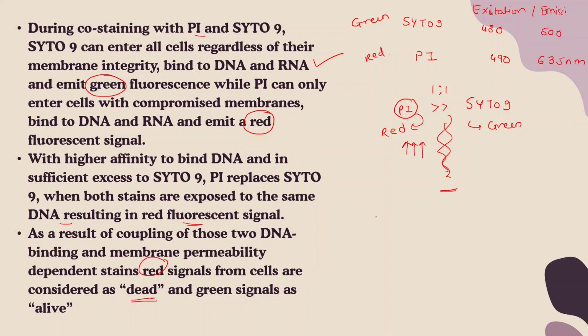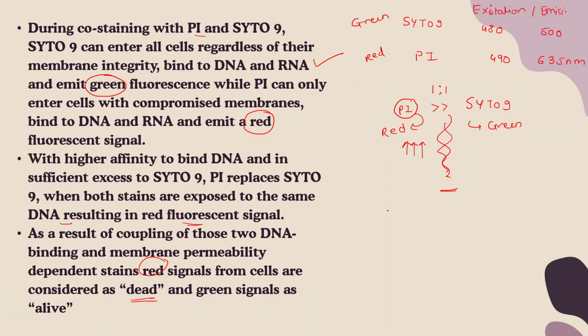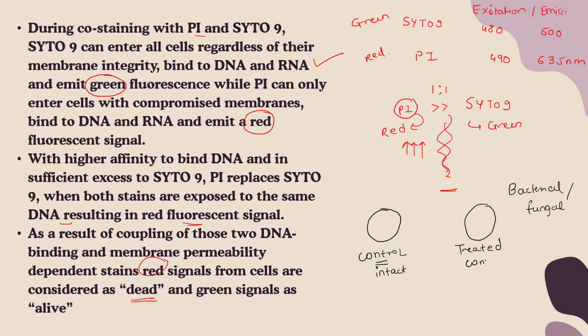For example, we are again taking two different samples, like I'm taking here one control and another one treated. Either it can be a bacterial cell, for example, or it can be a fungal cell. I have worked with these two cell types, that's why I'm explaining about them. In control the cells are intact, whereas in treated the membranes are compromised.